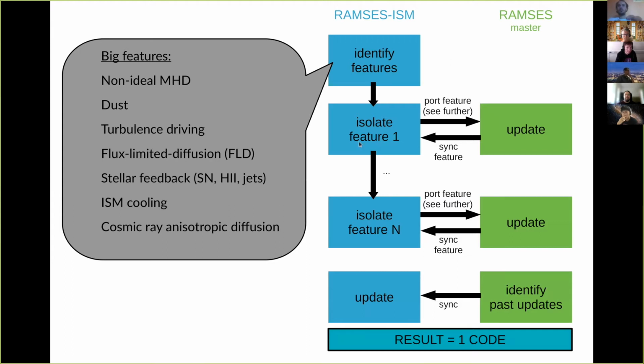So the idea is to isolate each of these features individually and clean it up a little bit, because often in this code there's a lot of stuff commented out which you used for testing and which is not useful anymore. So we clean up the feature, make sure it fits nicely into Ramses, and push this update. Once it's accepted, we synchronize the changes back to Ramses ISM, so you have the same version of the feature in both versions of Ramses. We do this for all the features, so in the end you'll have something which is much easier to synchronize, and we can get back to having one code.